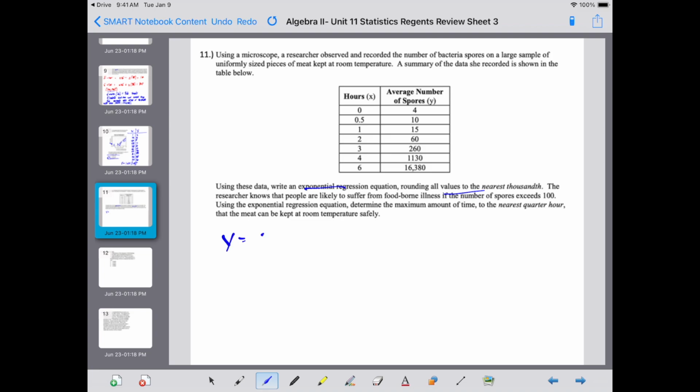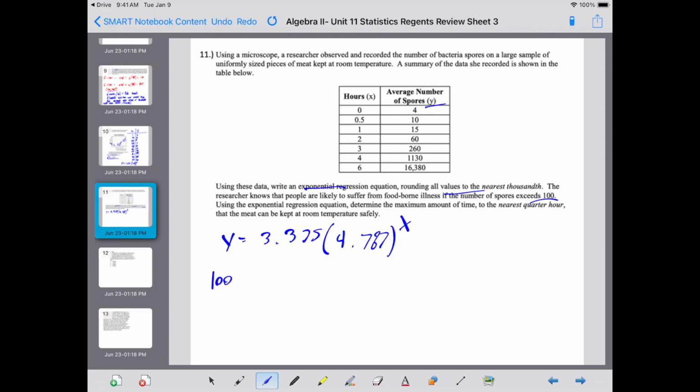So y equals 3.375 times 4.787 to the x. The researchers know that people are likely to suffer from foodborne illnesses if the number of spores, which is y, exceeds 100. Use the exponential regression equation to determine the maximum amount of time to the nearest quarter hour that the meat can be kept at room temperature safely.